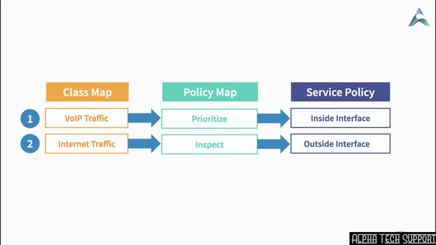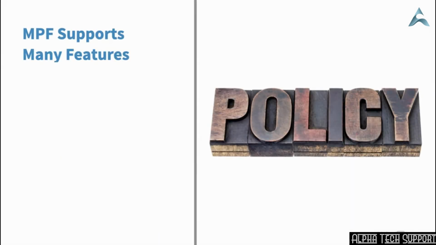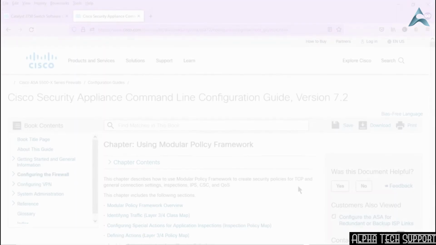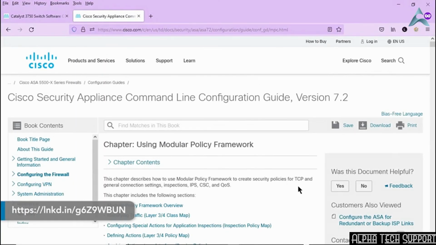to an outside interface. The Modular Policy Framework can support many different features. Features include TCP and UDP connection limits and timeouts, deep packet inspection, and ensures quality of service by shaping and policing traffic. To learn more, you can visit this page here on using Modular Policy Framework by Cisco.